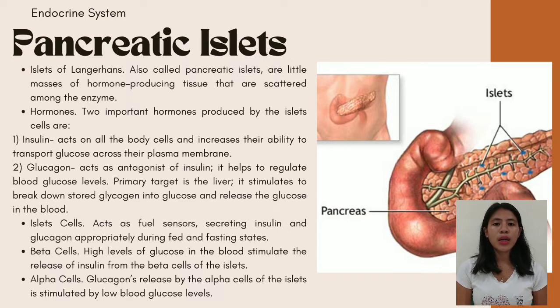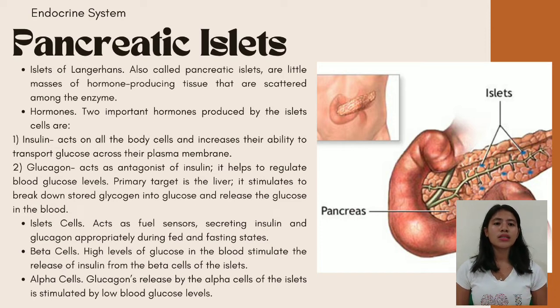The pancreatic islets have two important hormones produced by the islet cells. These are insulin and glucagon. Insulin acts on all the body cells and increases their ability to transport glucose across the plasma membrane. Insulin is a chemical that helps us use energy from the food we eat. The food we eat is transformed so that insulin will help us use it for energy.